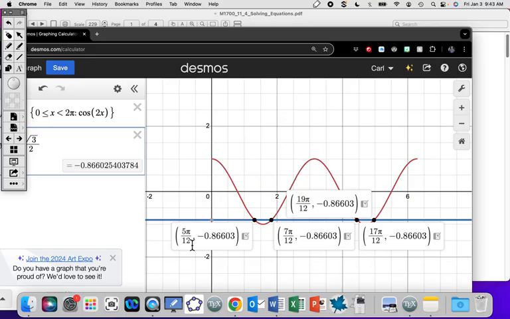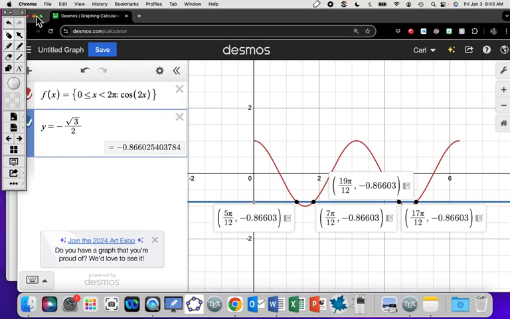Okay. If the pi's weren't there, you could just approximate using your decimals. All right. And notice the y values here. These are all Desmos's interpretations of negative square root 3 over 2. Right? So that's how you would check.